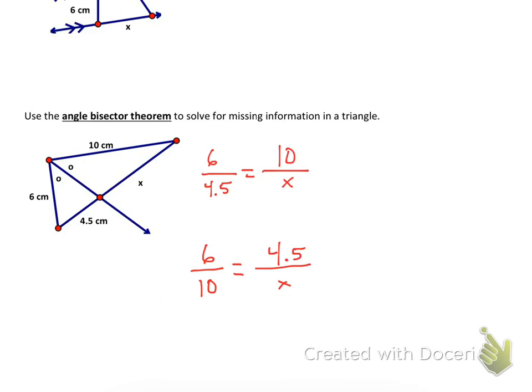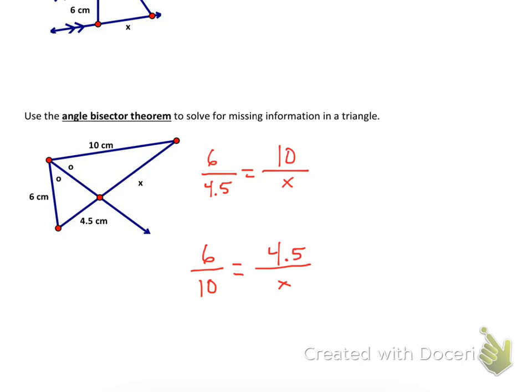In the next one, we're saying 6 over 10, so that's one side over its corresponding side. 6 over 10 equals 4.5 over x. So left to right over left to right. 4.5 over x. So let's see what happens if we set it up in an incorrect way.